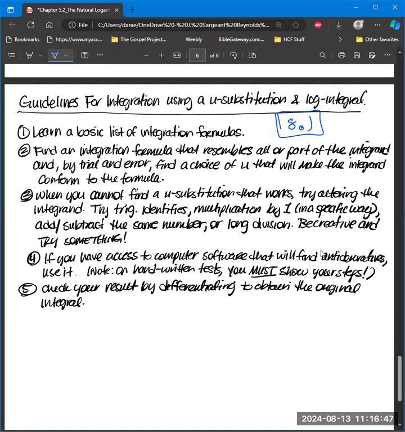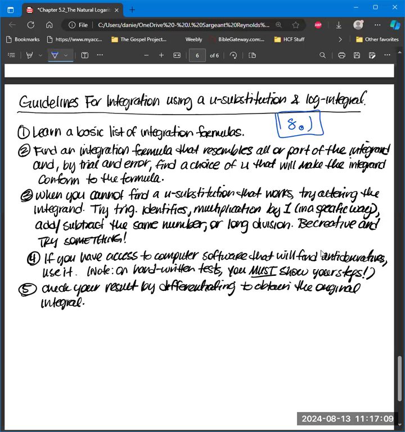Find an integration formula that resembles all or part of the integrand, and by trial and error, find a choice for u that will make the integrand conform to the formula. The things we've been working on today, we wanted u to be the denominator, and we wanted the numerator to be the exact derivative of the denominator.